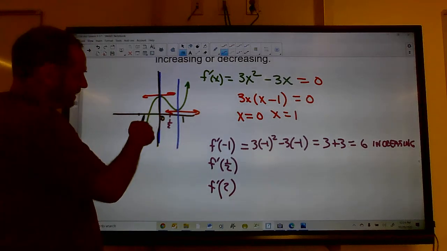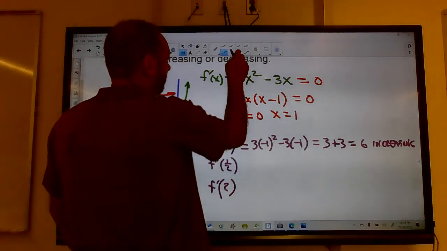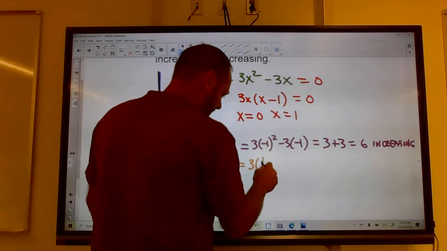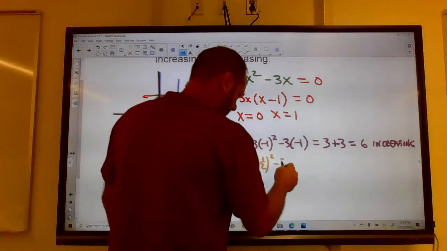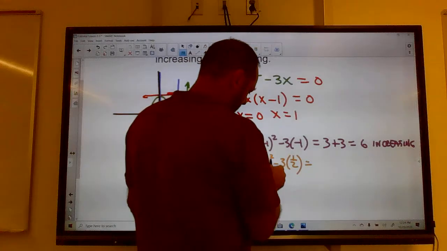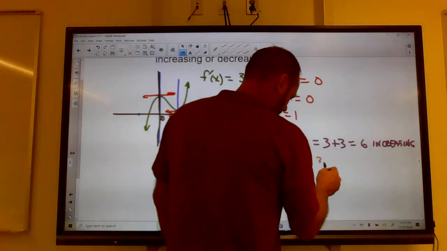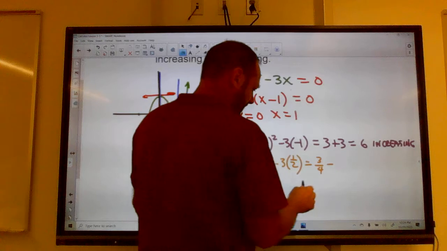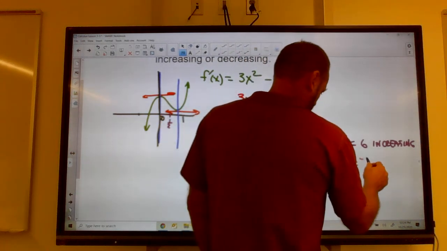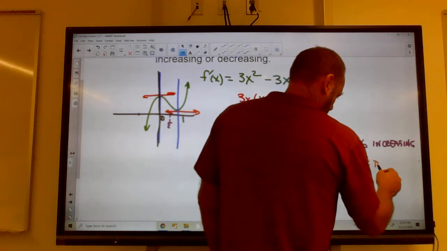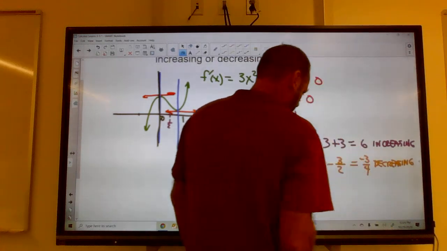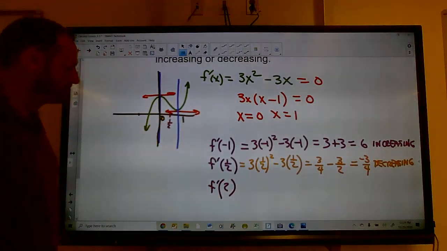Which kind of matches my picture, right? So then I'm going to try 1/2. Okay, so f prime of 1/2 would be 3 times 1/2 squared minus 3 times 1/2. So this is what, 3/4? Because 1/2 squared is 1/4, times 3 is 3/4, minus 3/2. I think that's -3/4. That tells me it's decreasing because the slope's negative, which also matches my picture.